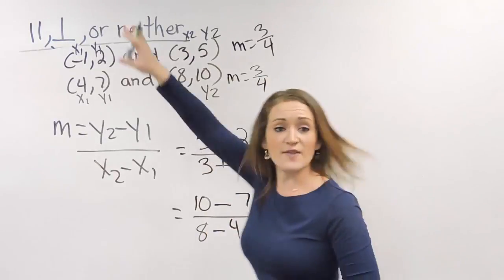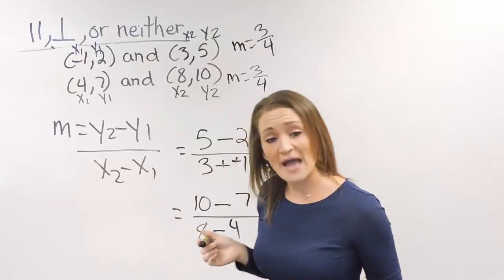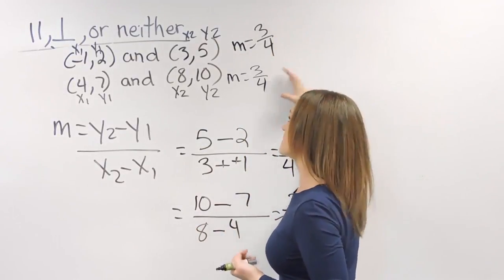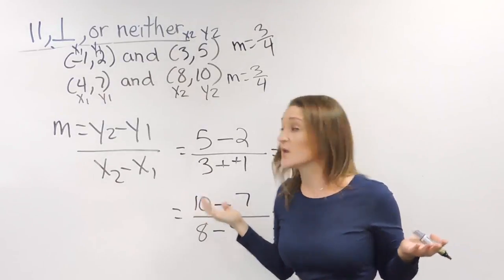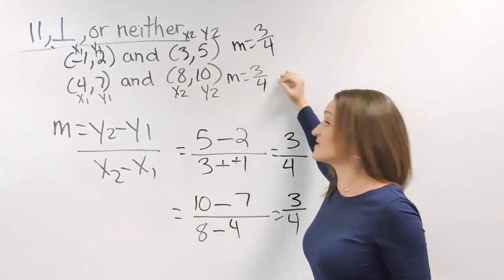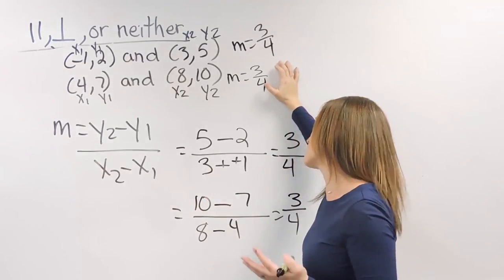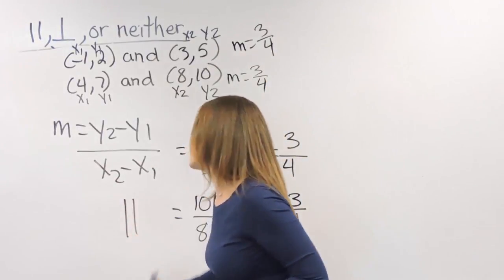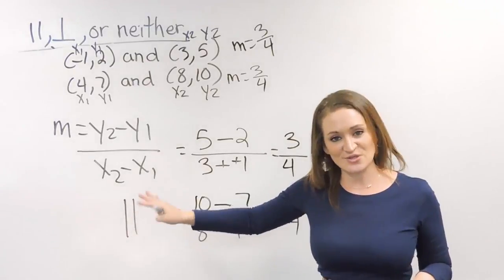So first, are they parallel? Parallel lines have the same slope. So 3/4 and 3/4, that's exactly the same thing. The slopes do equal each other, so these two lines are parallel to each other.